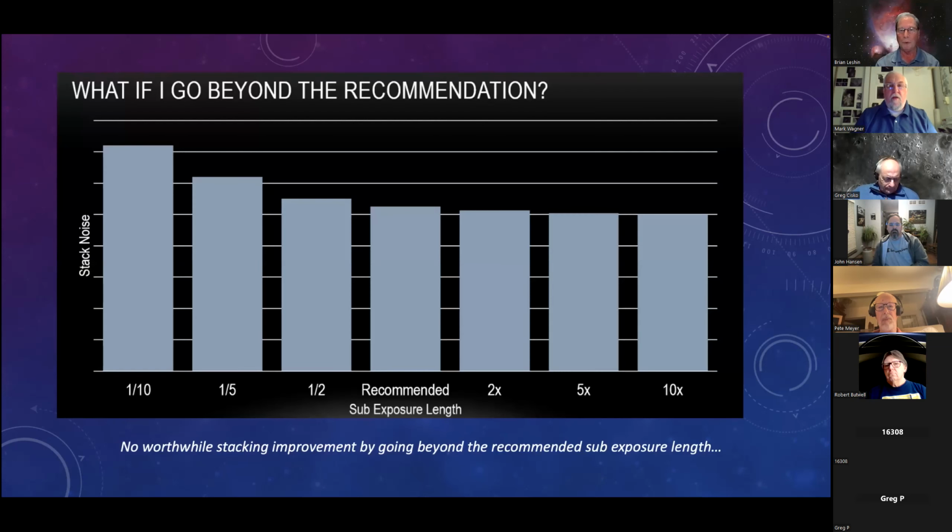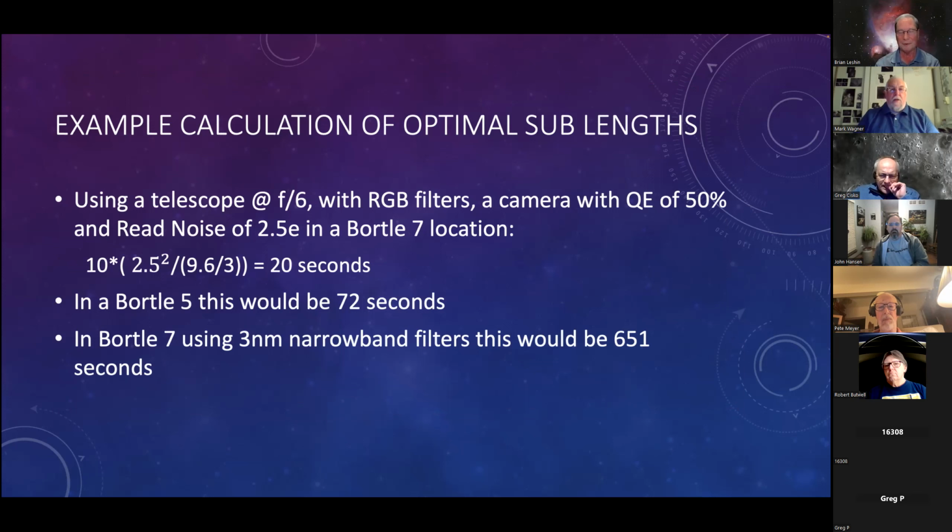And can I say one more thing? Go back to the other slide. So that 3 nanometer narrowband filter is very expensive versus a 7 or 9. So what are you going to get out of it? And if you're at Bortle 7, you don't need a 3 nanometer, because you should get a shorter or a longer wavelength and cut down on your exposure time.